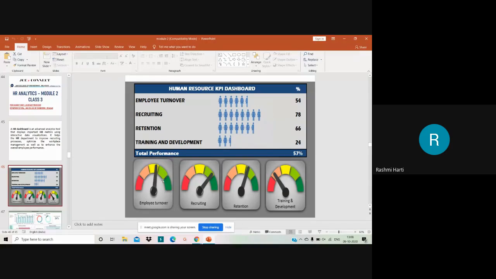So employee turnover, whether it is at the danger level or excellent, is at the mid 54%. Recruiting, yes, it is good. Now retention, it is not that good, maybe within average. Then training and development, very low. So this is how the HR dashboard looks.